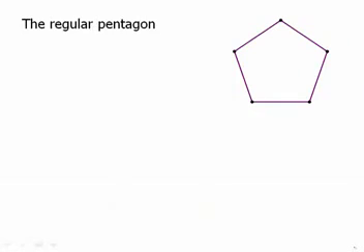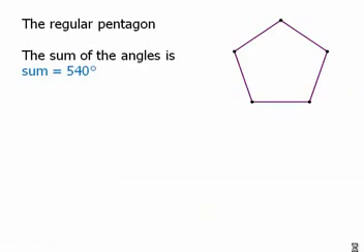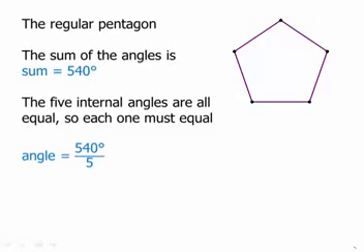This is the regular pentagon. Notice that the sum of the angles in any pentagon is 540 degrees, so we could find the measure of the individual angles. Each individual angle we would just divide 540 by 5, and that's 108. So 108 degrees is the angle in any regular pentagon.